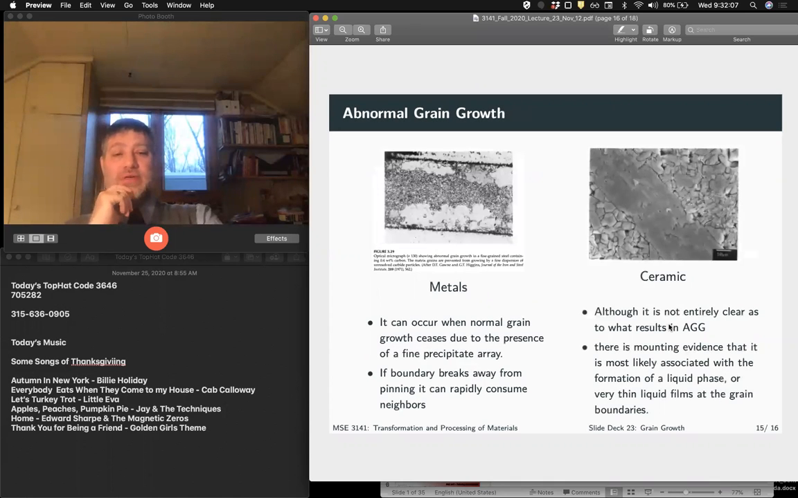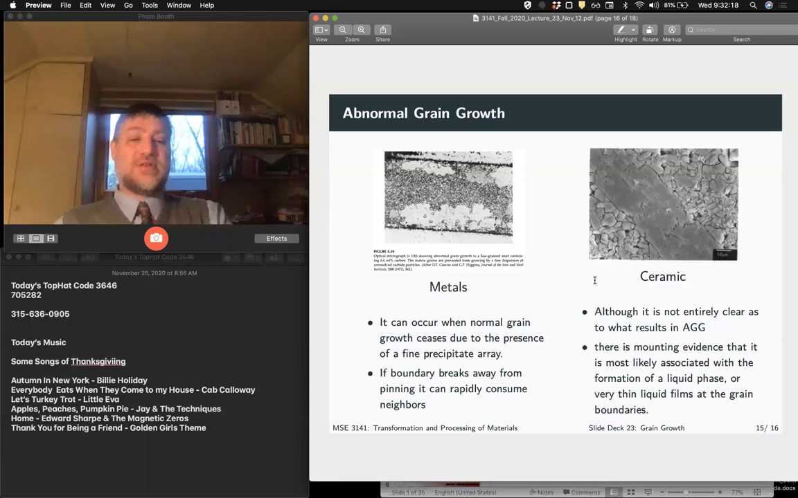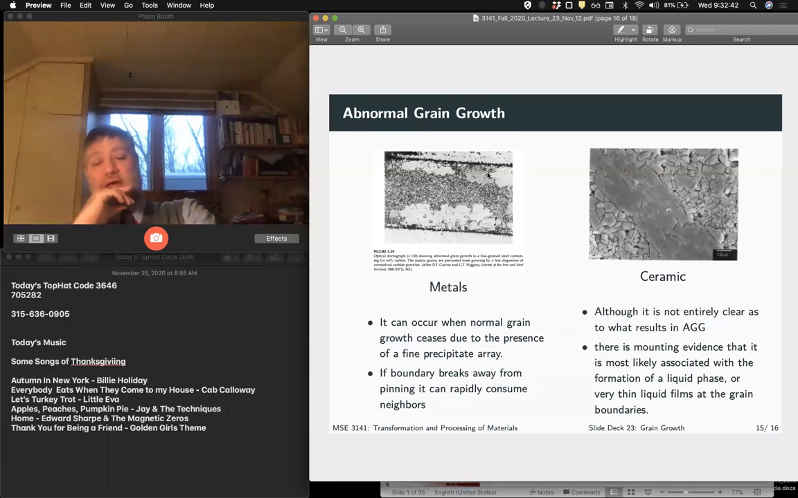Something to look forward to in the future. We can also have abnormal grain growth. Okay. And the causes for abnormal grain growth in both metals and ceramics are complicated. They're still not entirely clear, right? So this is more of an information. This is a phenomenon that exists, but we're only going to talk about it in the most qualitative sense.